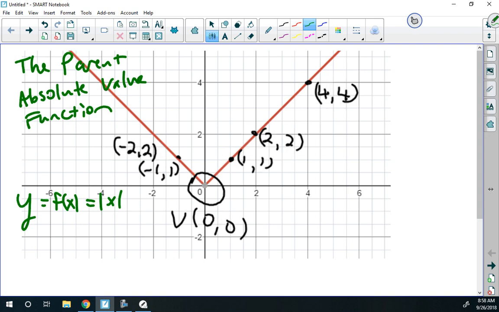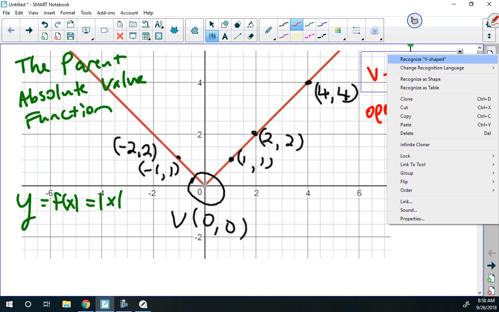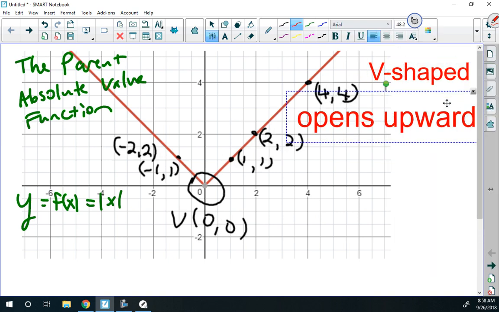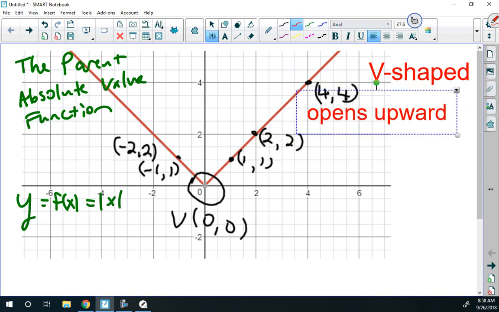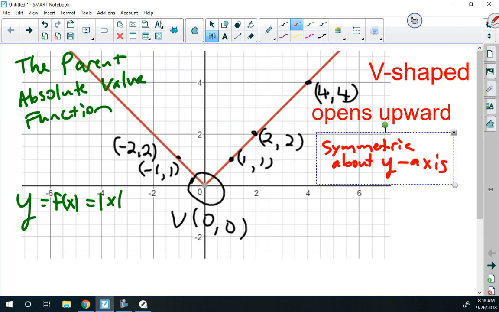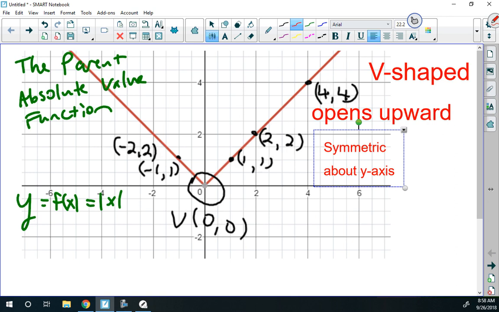A couple properties about this thing. It's V-shaped. It opens upward, which is another thing that you probably need to know about it. It's also symmetric, and in this case, it's symmetric about the y-axis.